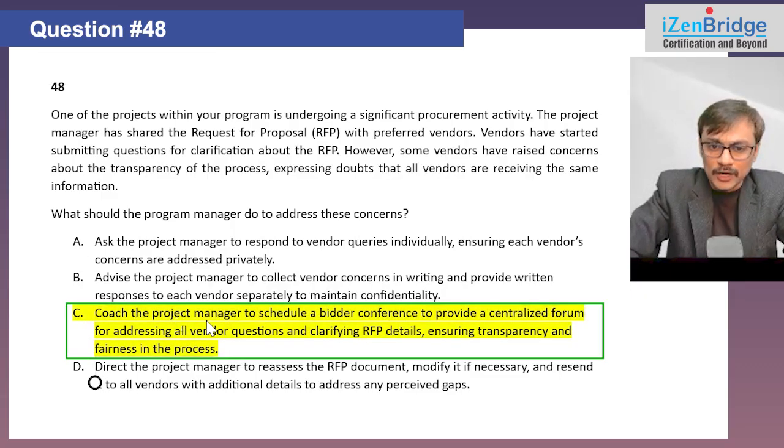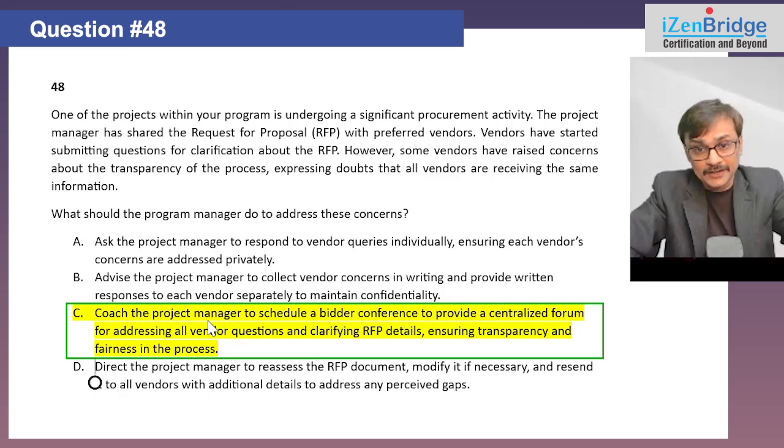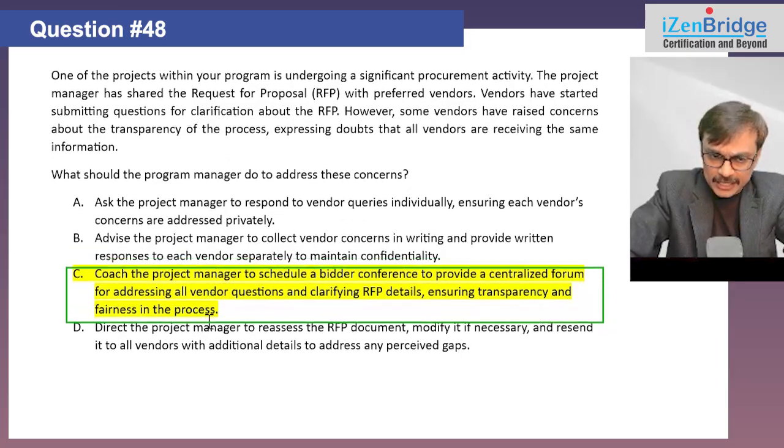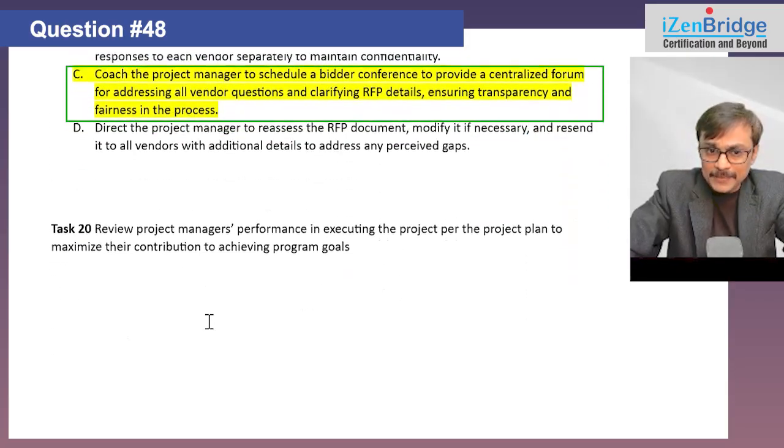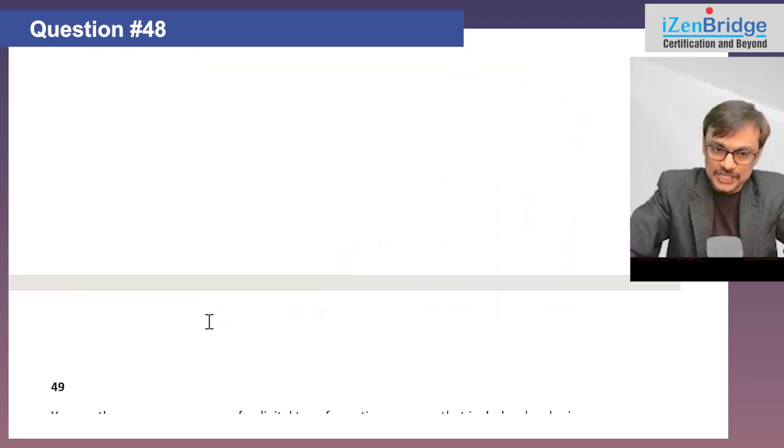So I will go for organizing a bidder conference. I recommend as a program manager to the project manager to organize a bidder conference. I can also do it, but it is a project matter, so probably they can handle it that way. And I'm mentoring them. I'm responsible for mentoring, coaching my project managers. So overall, this is mapping to a question number 20. Review the project manager's performance in executing the project as per the plan to maximize the contribution to achieve the program goal. So I need to demonstrate my ability to fix the project related issues, to mentor my project manager, to guide him all the time, train him. And that's why I should be showing expertise in project management topic as well when I'm doing PgMP exam.